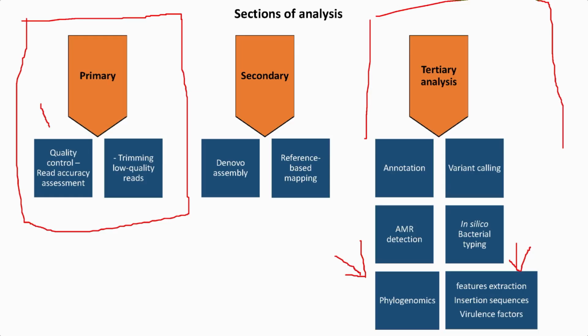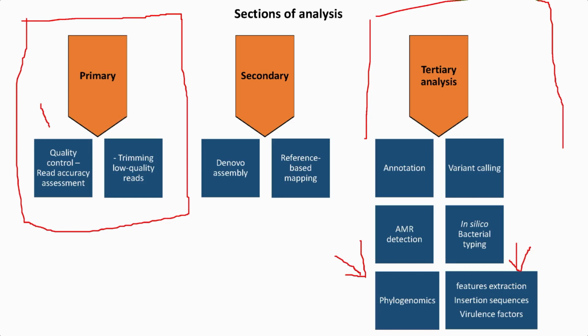In every sequencing experiment, there are three stages of analysis: the primary, the secondary, and the tertiary. The primary and the secondary are for all sequencing experiments and are followed in every analysis. The first is quality control and read accuracy assessment, and if there are low quality reads found in our data, we can trim them.